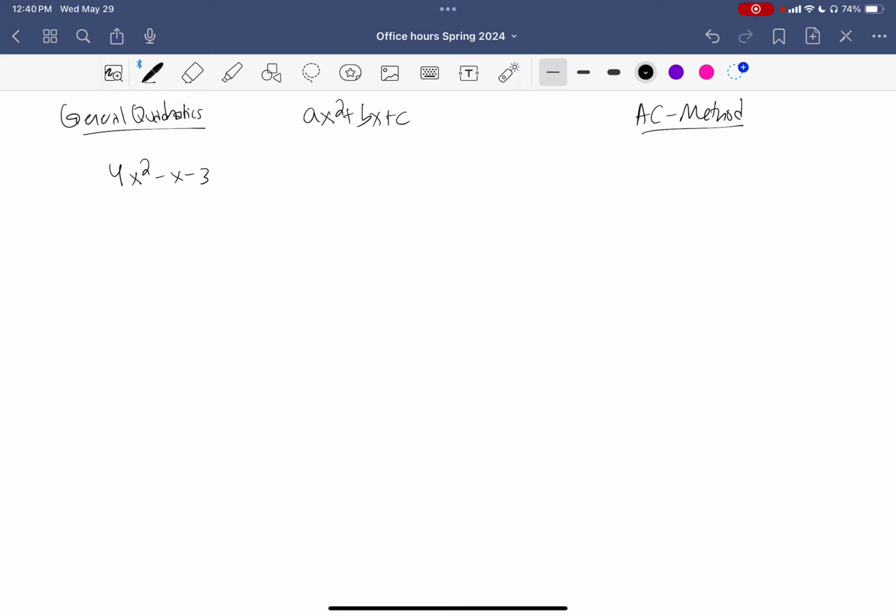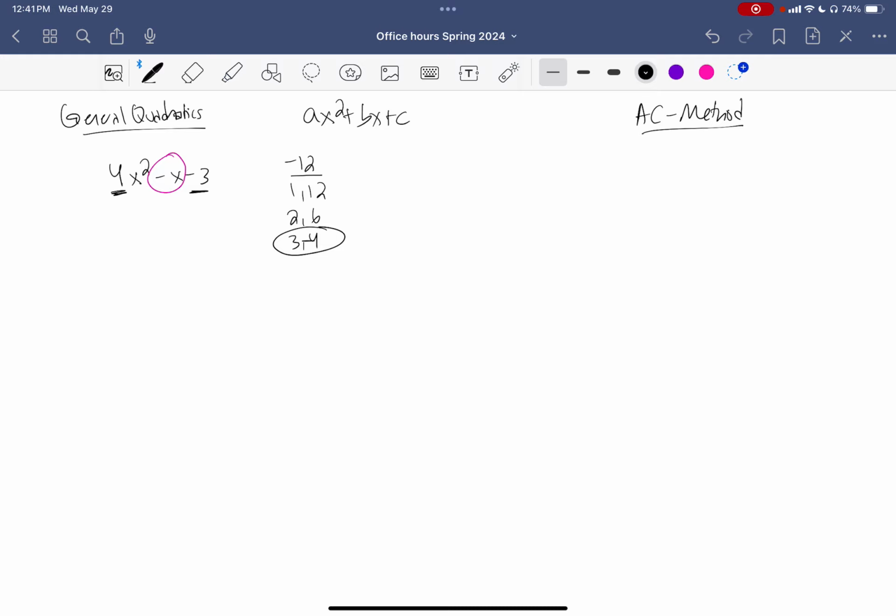Now, the AC method, again, is for quadratics with a number in front of x squared. As the name implies, what I'm going to do is take the a term and the c term, in this case 4 and negative 3, and multiply them to get negative 12. Now, I need two numbers that multiply to negative 12 and add to negative 1, which is that number from the middle. You see the similarities to monic quadratics. To multiply to 12, I need 1 and 12, or 2 and 6, or 3 and 4. To add to negative 1, it's going to be this one with a negative sign on the 4.